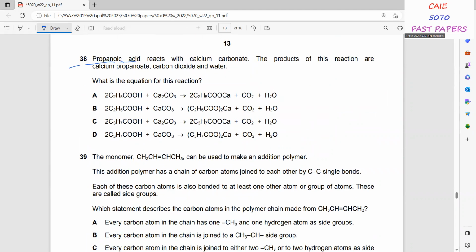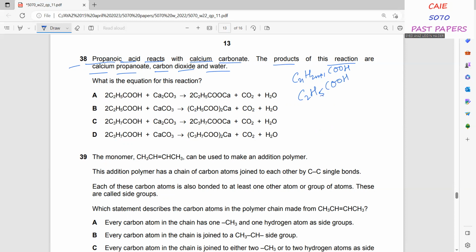38. Propanoic acid reacts with calcium carbonate. The products of this reaction are calcium propanoate, carbon dioxide, and water. First of all, you should know the formula of propanoic acid. The general formula for carboxylic acid is CnH2n+1COOH. Propanoic acid means a total of 3 carbon atoms, so the value of n will be 2. You have C2, H2 multiplied by 2 is 4, 4 plus 1 is 5. C2H5COOH.